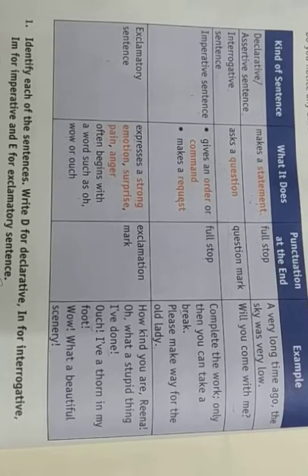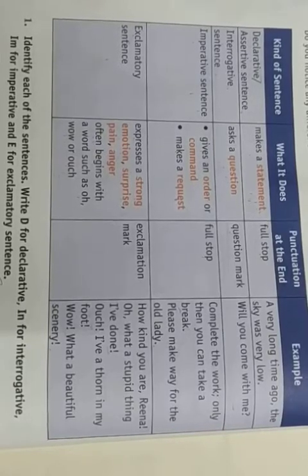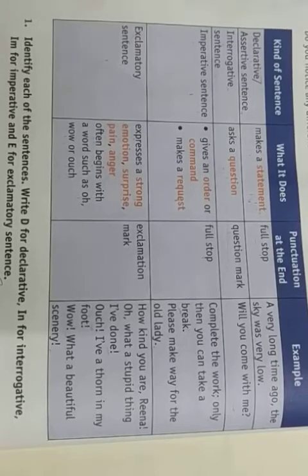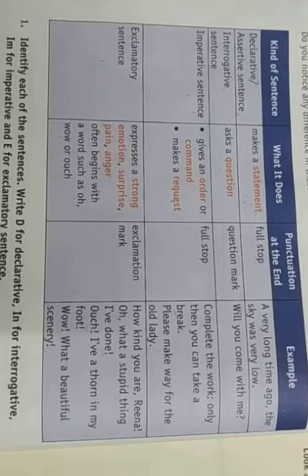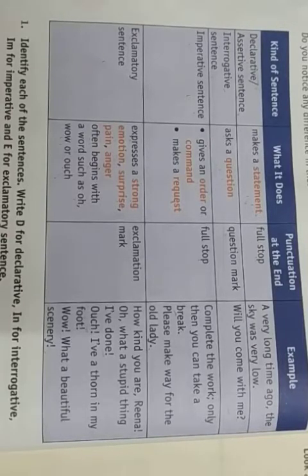Definition of the sentence. A sentence gives a clear meaning. A sentence must give a clear meaning. What you are going to say, that should be clear. Then that should end with a full point. That's called a sentence. Interrogative sentence, there must be a question and there must be a question mark. Ends with a question mark.